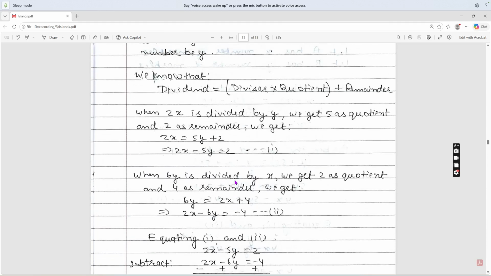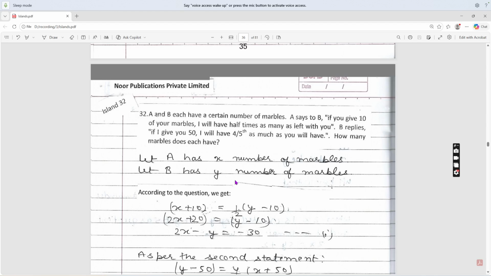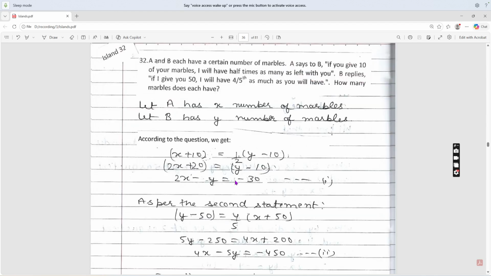This is the entire question. Okay, next we are going to proceed. A and B have a certain number of marbles. A says to B, if you give 10 of your marbles, I will have half times as many as you are left with. B replies, if I give you 50, I will have 4/5 as much as you will have. How many marbles does each have?